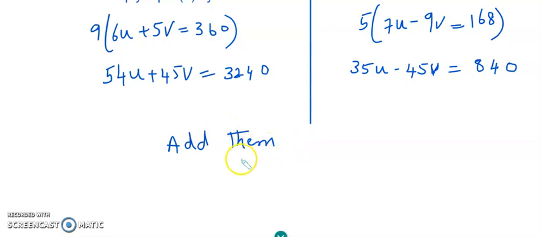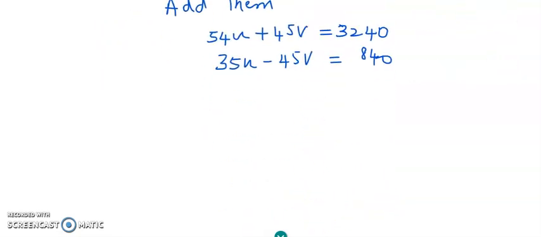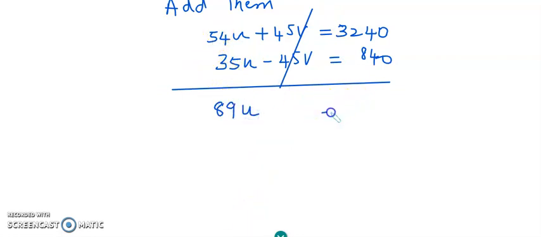So do we have to really change the sign? No. So 54u plus 45v is equal to 3240 and 35u minus 45v is equal to 840. Correct? So we are going to do what? Add. So automatically this will get cancelled off. So this will add up to be 89u and that will add up to be 4080. Correct? So here we'll end up with u equals 4080 divided by 89.